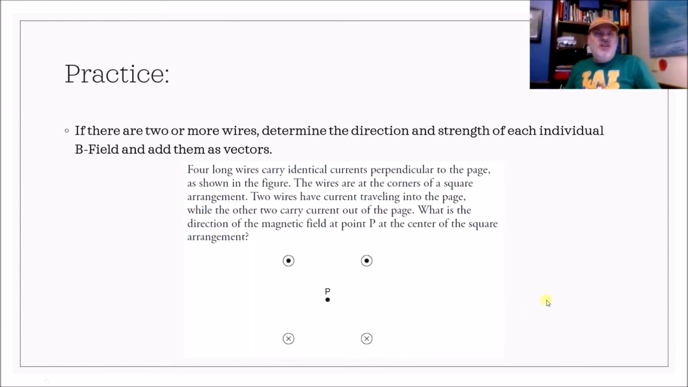Okay, what if we have a more conceptual one? So in this particular one, we have 4 different wires in a square arrangement. This wire has a current coming out, as does this one, and the 2 bottom ones have a current going in. And there's a point P in the center of this square arrangement. What is the direction of the net magnetic field at point P? All right, so pause the video and see if you can figure this out. There will be 4 separate magnetic fields that you'll have to sum up as vectors.